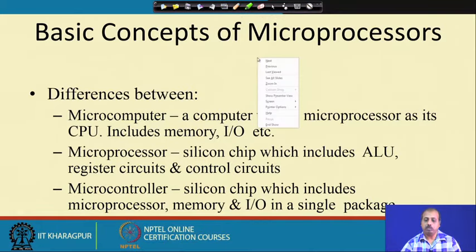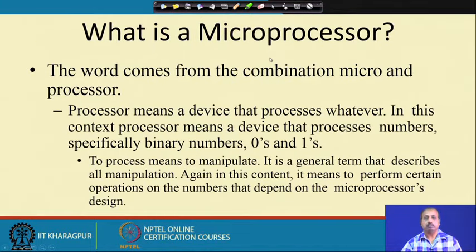In this course we will be looking into microprocessors in more detail. So, what is a microprocessor? If we look into the term, the word comes from the combination of micro and processor. So, what is a processor? A processor is a device that processes whatever is coming as input.